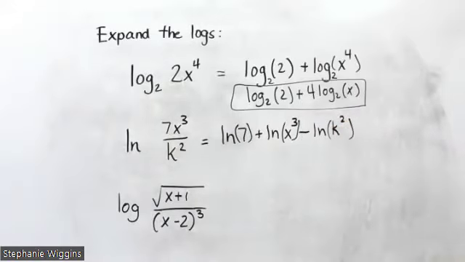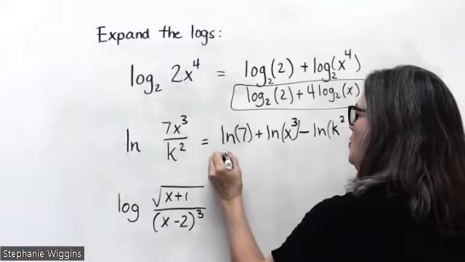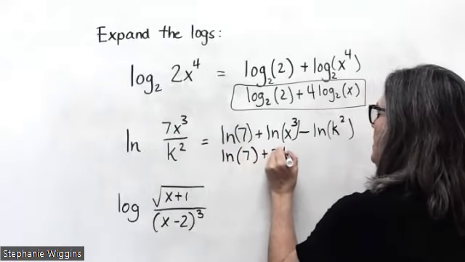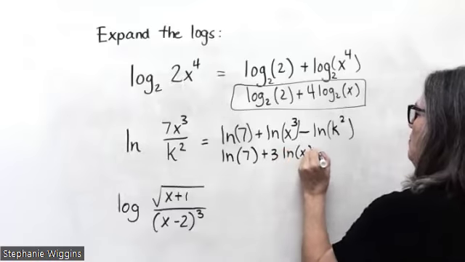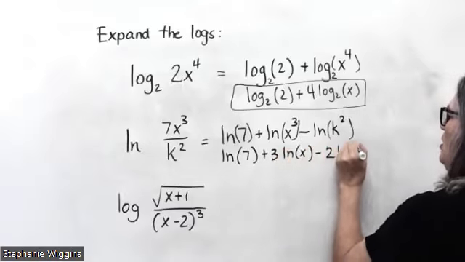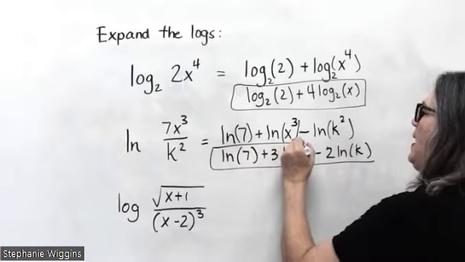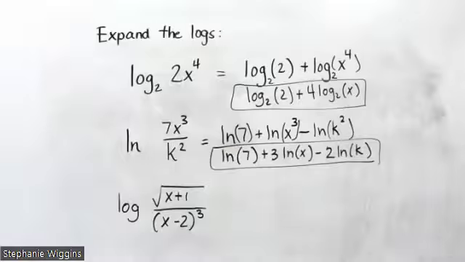we have to deal with the exponents. Those just come out front. So we're going to have the natural log of 7 plus 3 times the natural log of x minus 2 times the natural log of k. And that is how you expand the logarithm.